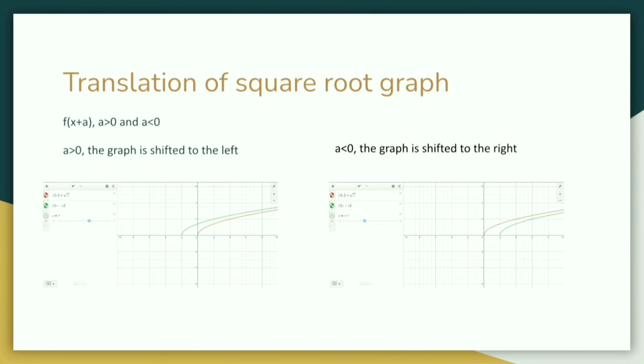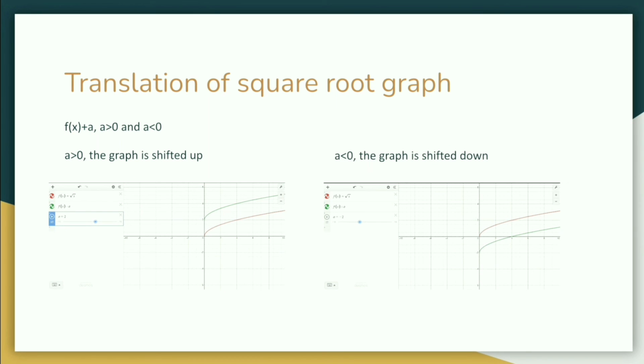Translation of square root graph. For f(x + a), when a is greater than 0, the graph is shifted to the left. For example, when f(x + 2), the graph is shifted 2 units to the left. When a is less than 0, the graph is shifted to the right. For example, when f(x + (-2)), the graph is shifted 2 units to the right.